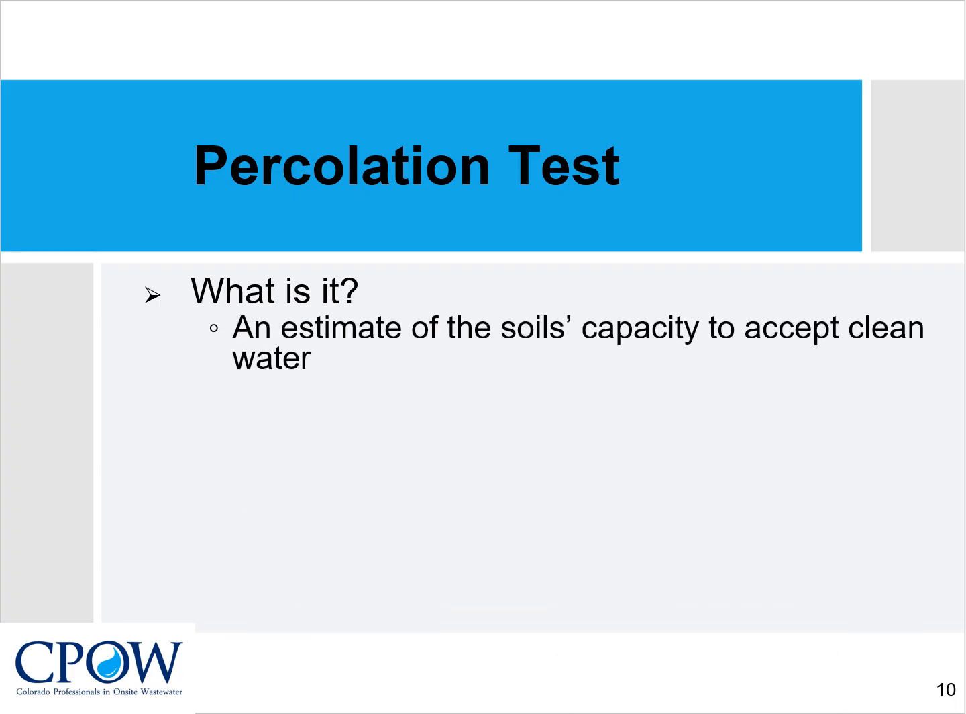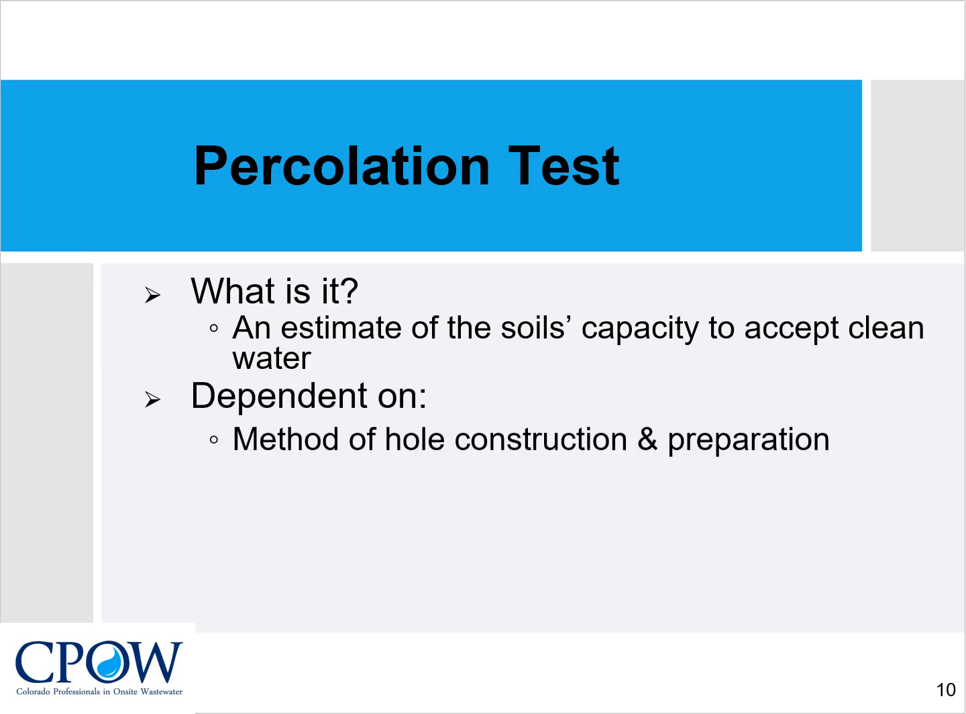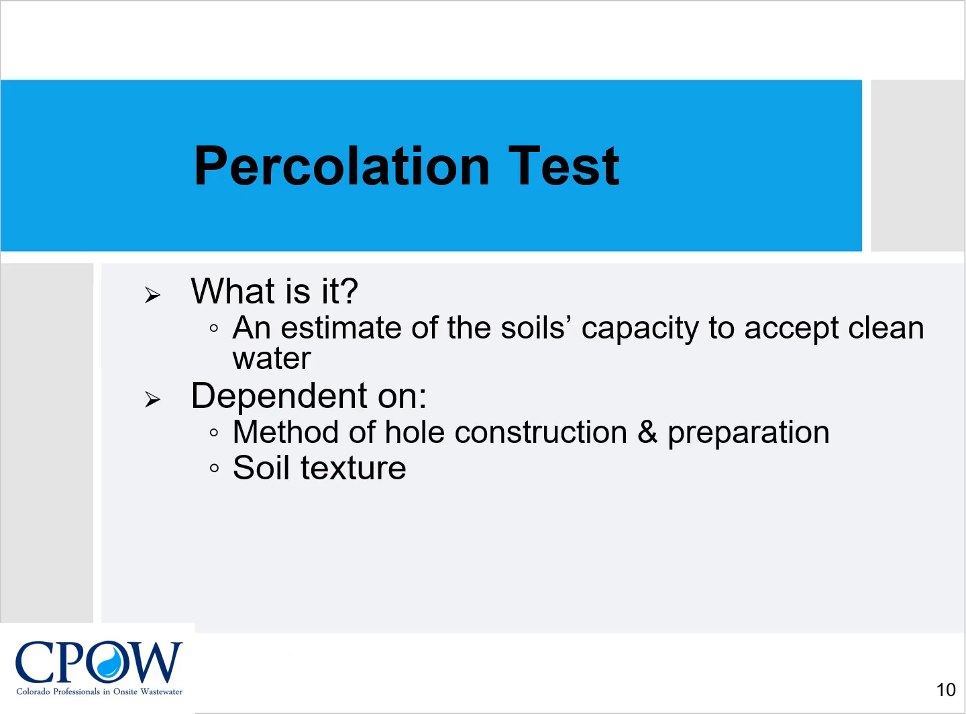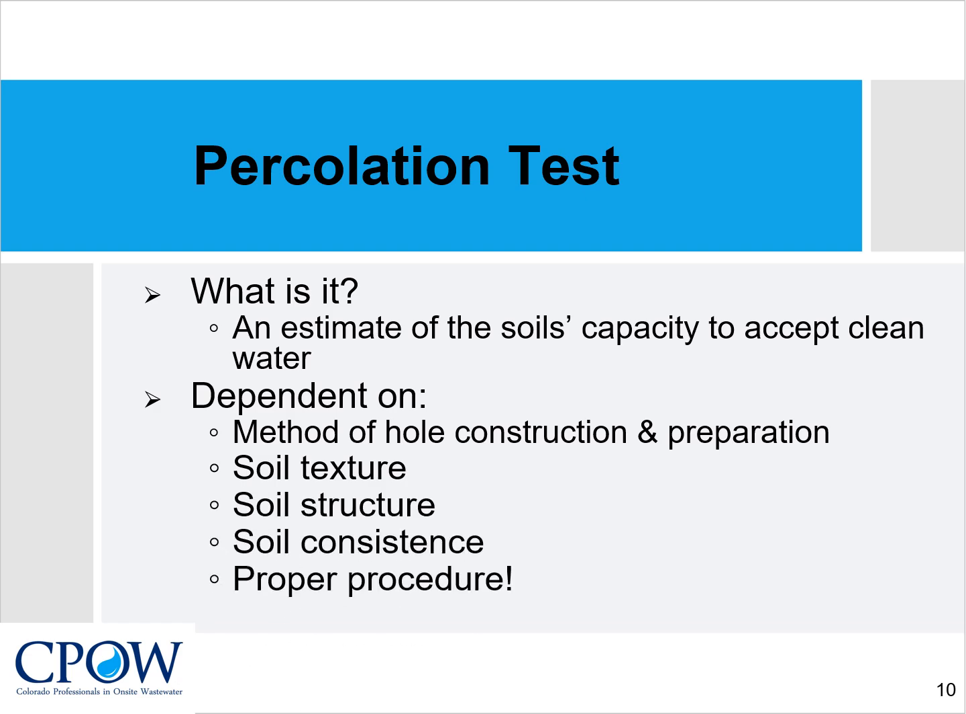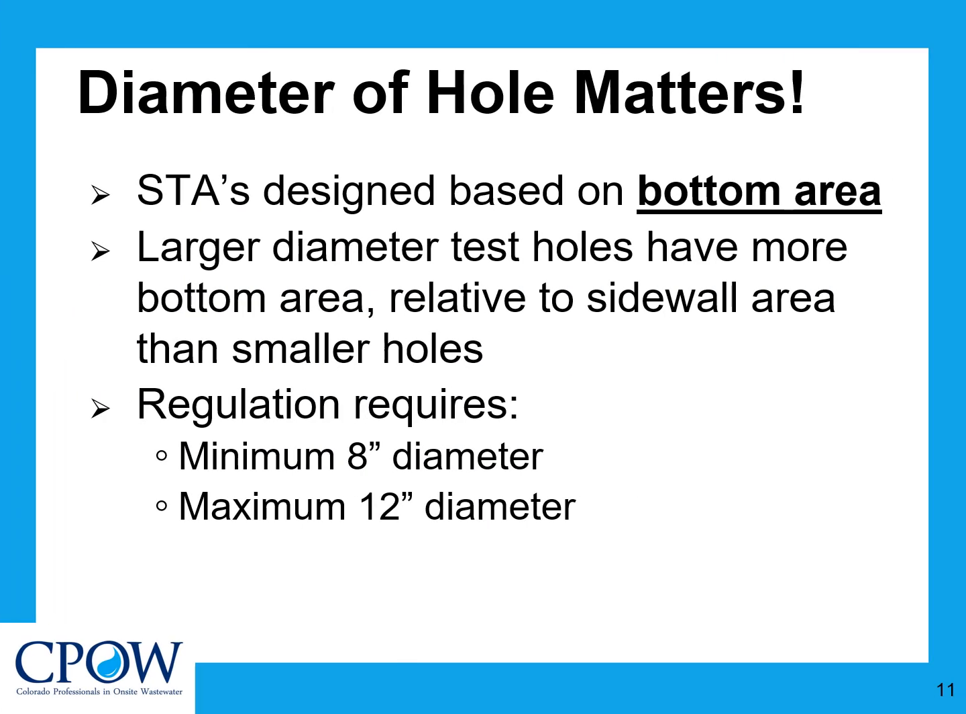What is a percolation test? It's an estimate of the soil's capacity to accept clean water. This is dependent on the method of hole construction and preparation, the soil texture, soil structure, soil consistence, and using the proper procedure. The diameter of the hole matters. The soil treatment area is designed based on bottom area. The larger diameter the test hole, the more bottom area relative to sidewall area than smaller holes. Regulation requires a minimum 8-inch diameter and a maximum 12-inch diameter for the percolation test holes.